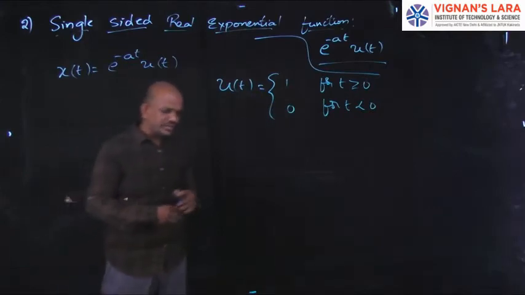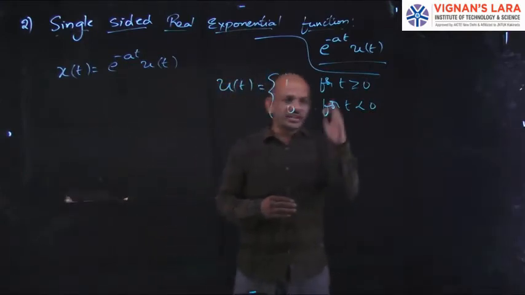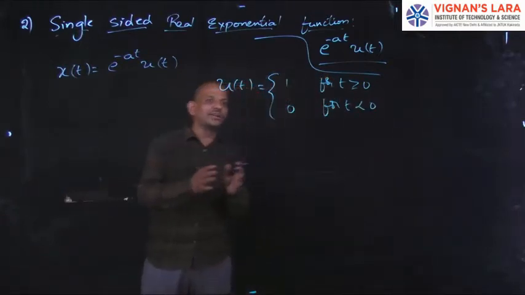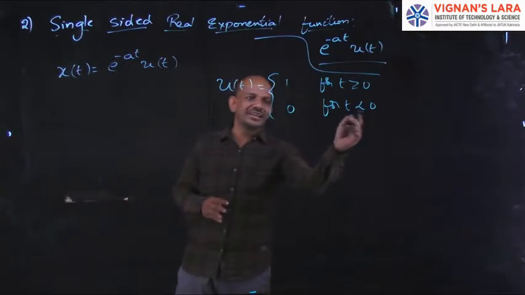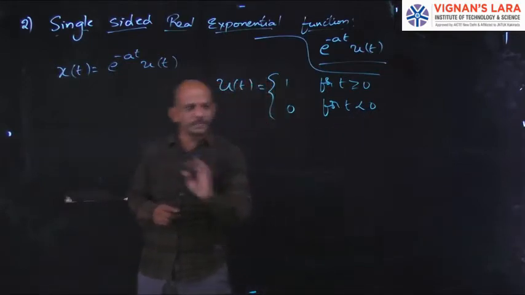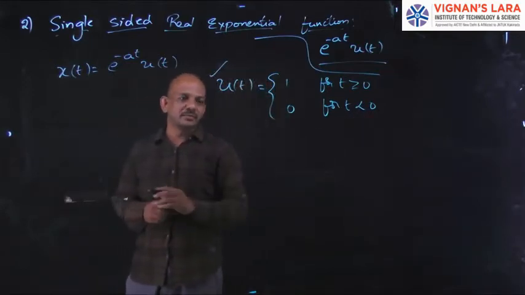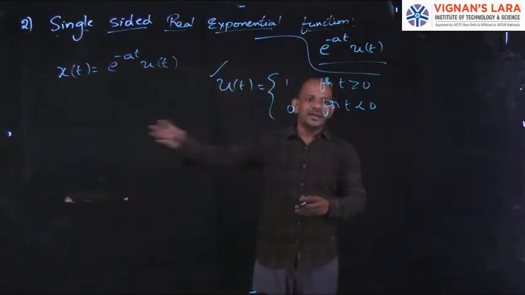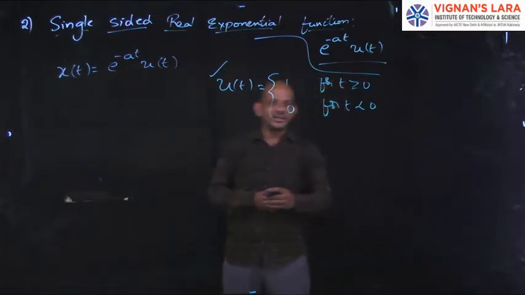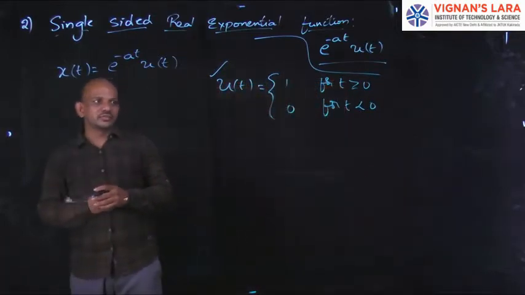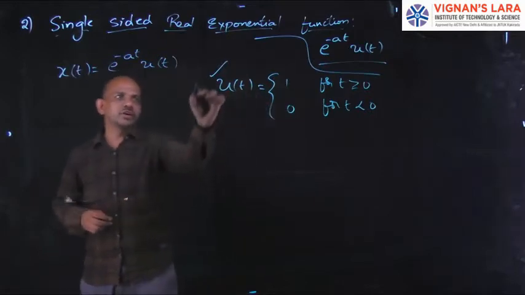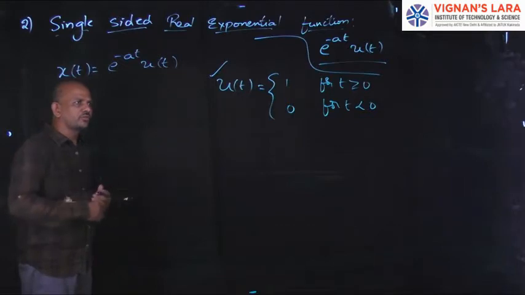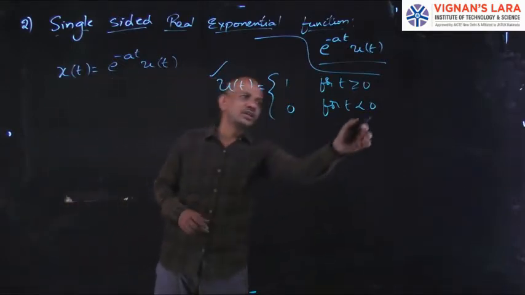So for all values of t which are greater than or equal to 0, the value of u of t is 1, and for all the values of t which are less than 0, the value of u of t is 0. We have to keep this in mind. Why? Because in that formula we have the range from minus infinity to plus infinity, so I can limit those values by using this function. So from the definition of the unit step function, I know u of t equals 1 for t greater than or equal to 0 and u of t equals 0 for t less than 0.